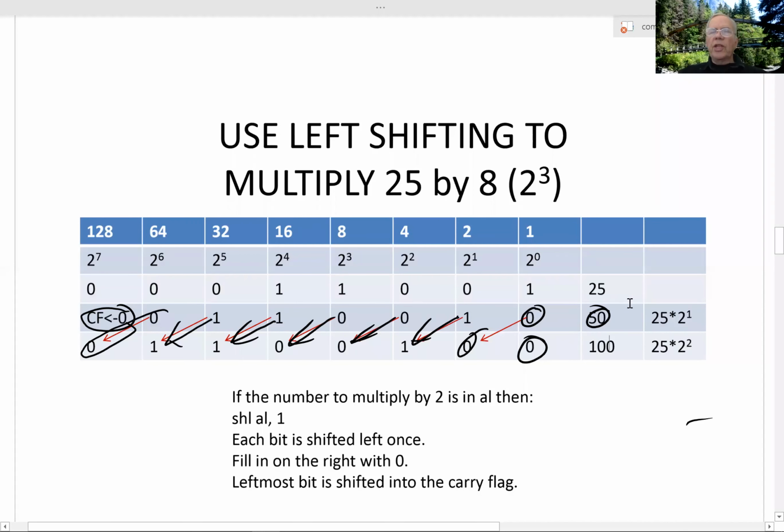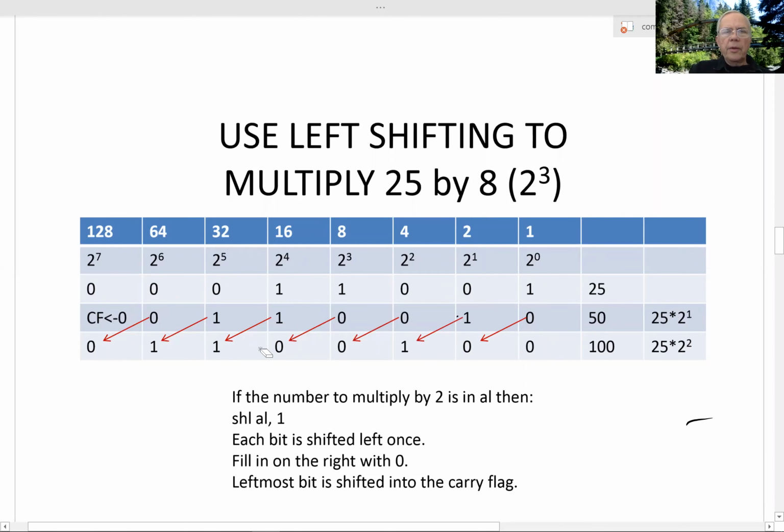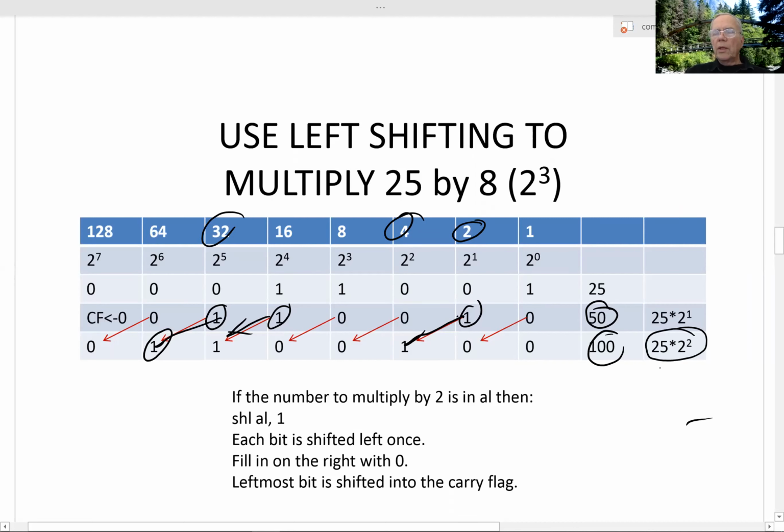Then we notice once again, let me erase some of this here, that with another left shift, the numbers double again. This is the 2's column, so this 2 becomes a 4. This 16 becomes a 32. This 32 becomes a 64. And we've doubled our number again. So we've doubled our 50 to 100, which is the same as 25 times 2 squared.